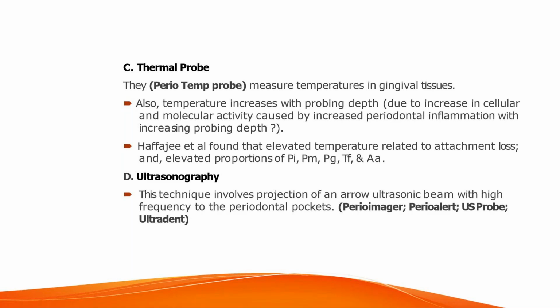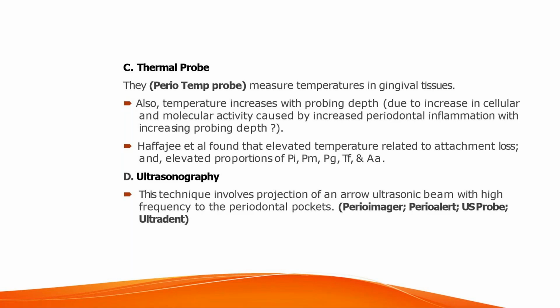It found that elevated temperature in the gingival tissues was related to the loss of attachment. It could also be associated with elevated proportions of bacteria like P. intermedia and P. gingivalis, Tannerella forsythia, Aggregatibacter actinomycetemcomitans. These bacteria are seen more in periodontal disease conditions. So it can help us understand whether the disease is really present or not, whether periodontal inflammation is really present or not. Then the next is ultrasonography.